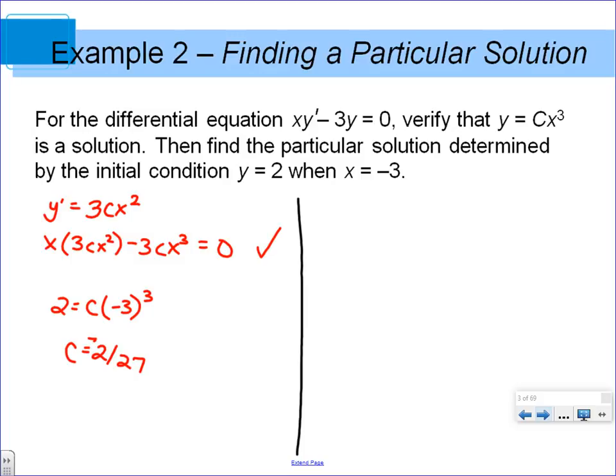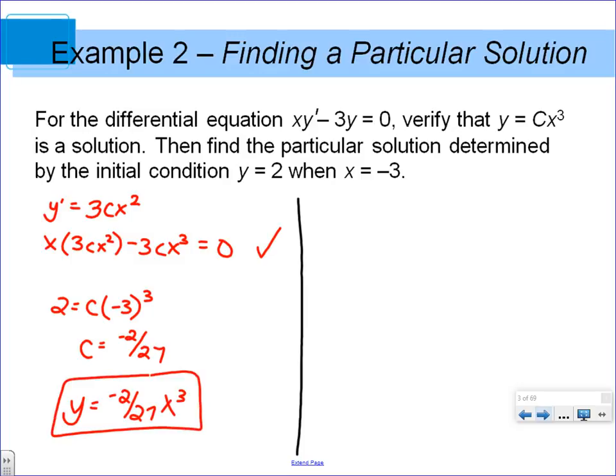What are they referring to when they say the particular solution? They just want c, the constant of integration, that's enough. They want the actual equation. The solution to a differential equation says, hey, who is the original? So we put it all together, we would go back and plug in negative 2 over 27 for c in c x cubed. Now, this original function looks kind of easy.